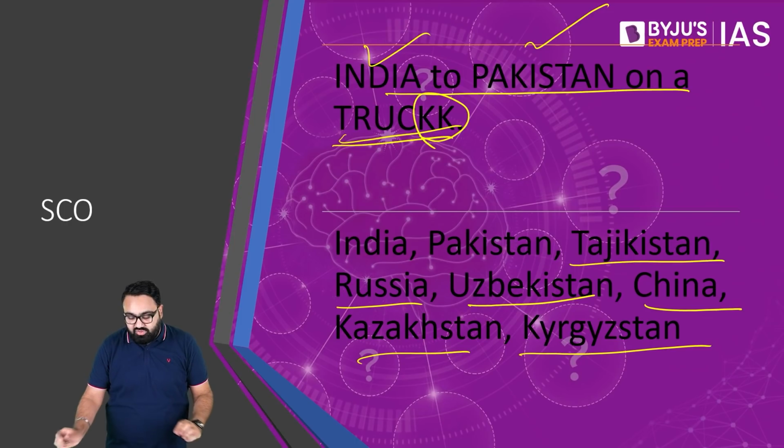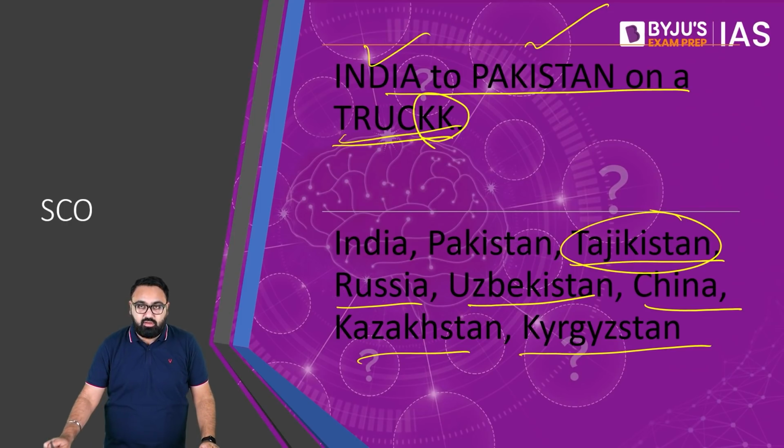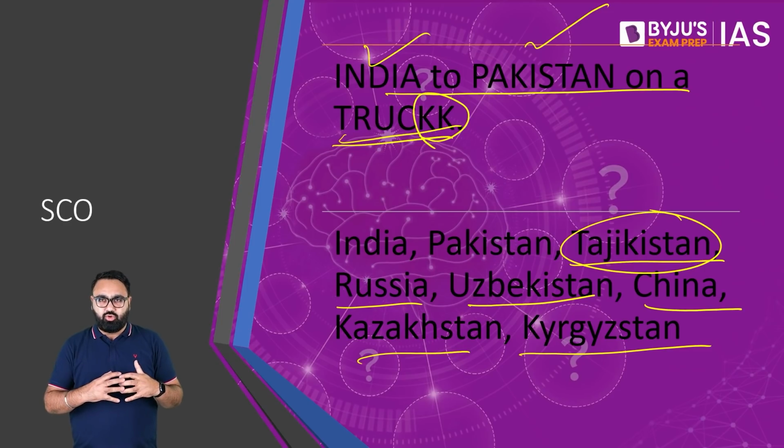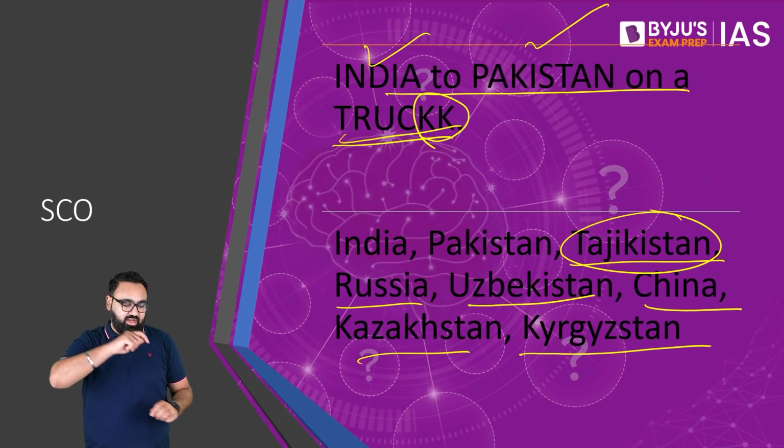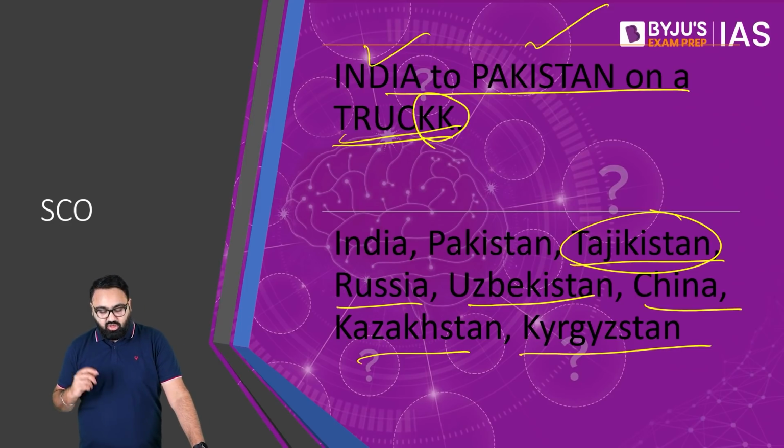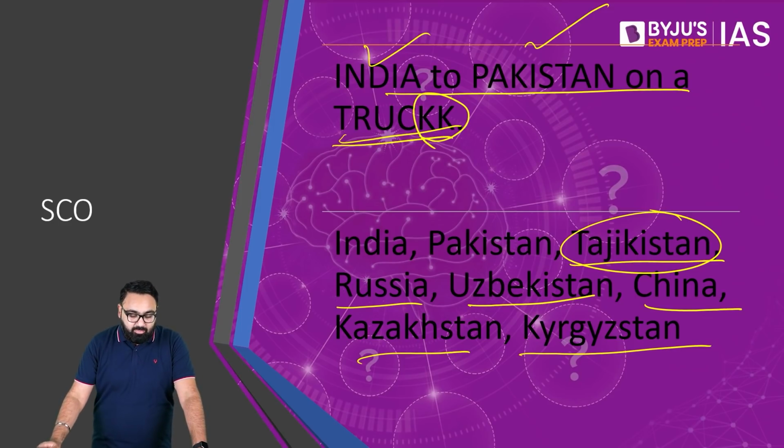So don't confuse Tajikistan with Turkmenistan. That will be the only problem that you can have even without the mnemonic, because you know for SCO, it is the Central Asian nations, Russia, China, India, and Pakistan. So India to Pakistan on a truck with a double K can be a good way to remember SCO.